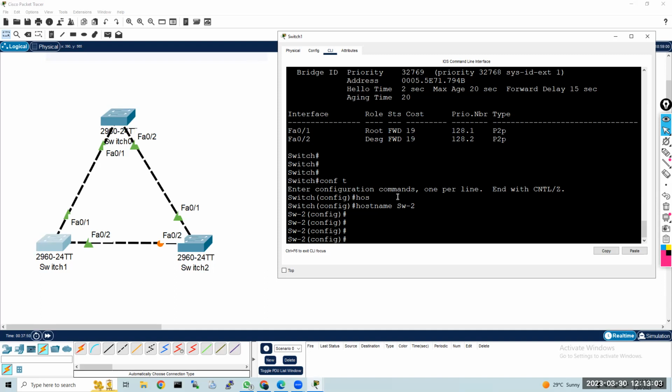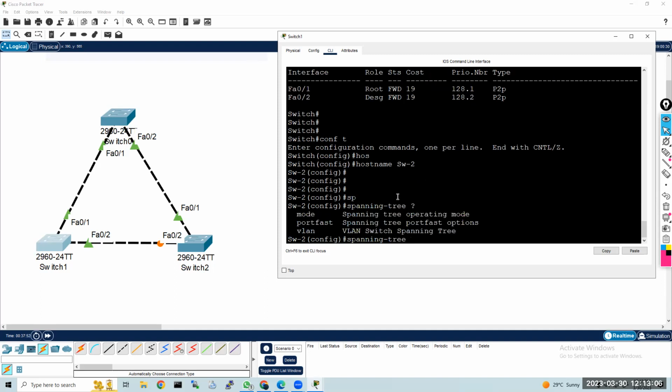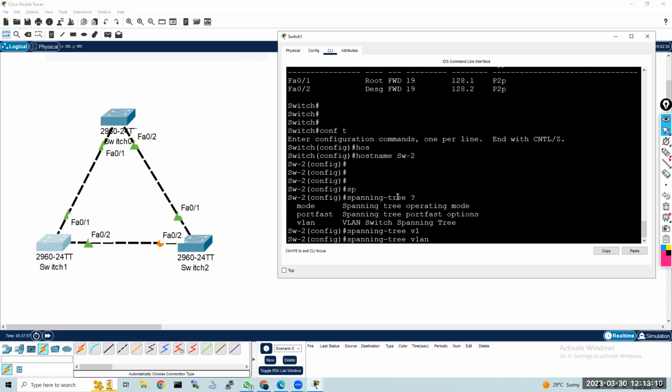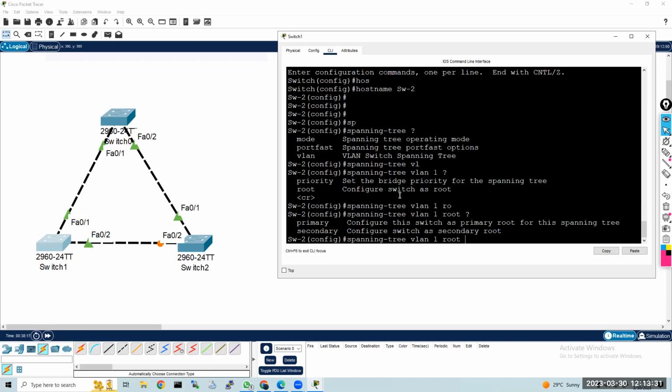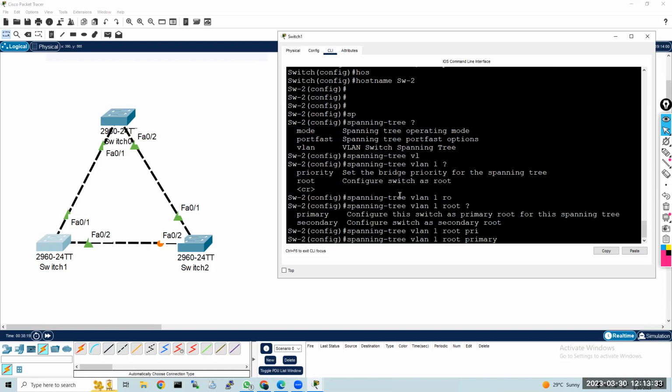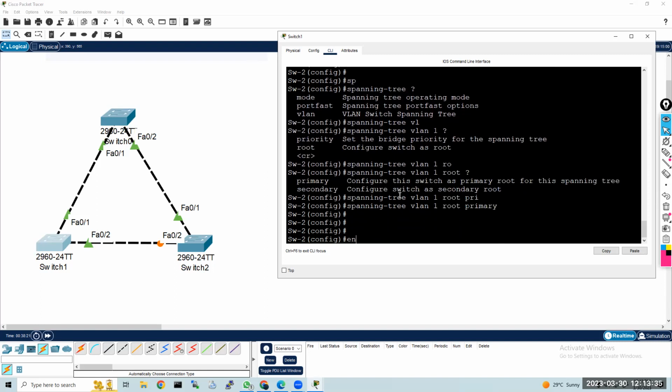Yes, that is right. Spanning tree, give the question mark. RSTP root, for which VLAN? For VLAN 1. Right now, if you have not created any VLAN, it is better to go for VLAN 1, because it is the native VLAN. Now the root: primary or secondary? Primary. We'll make this one the primary.